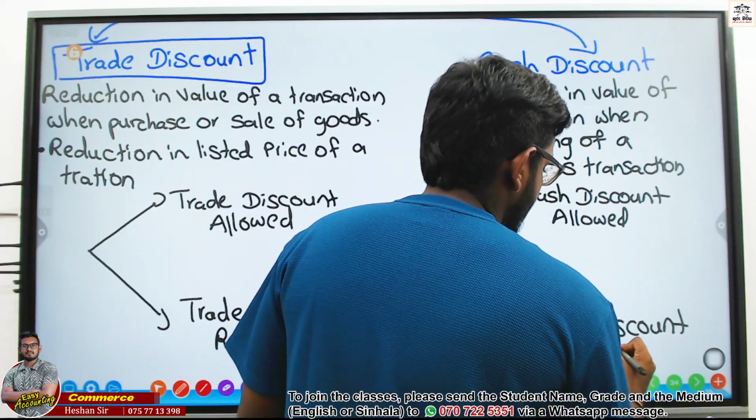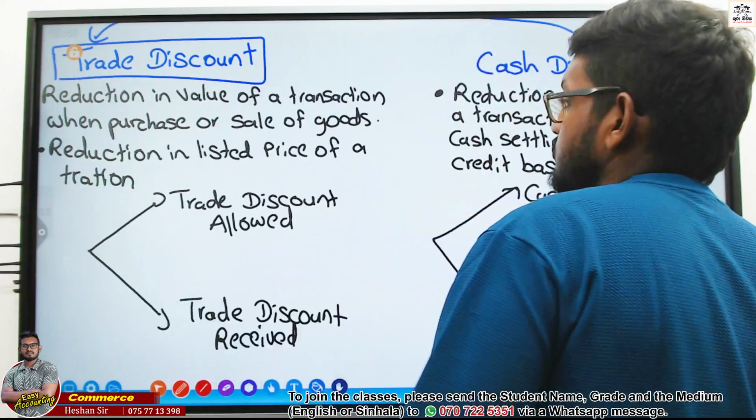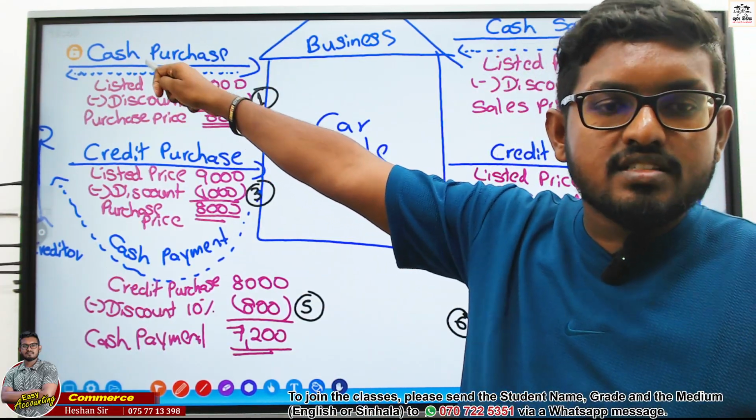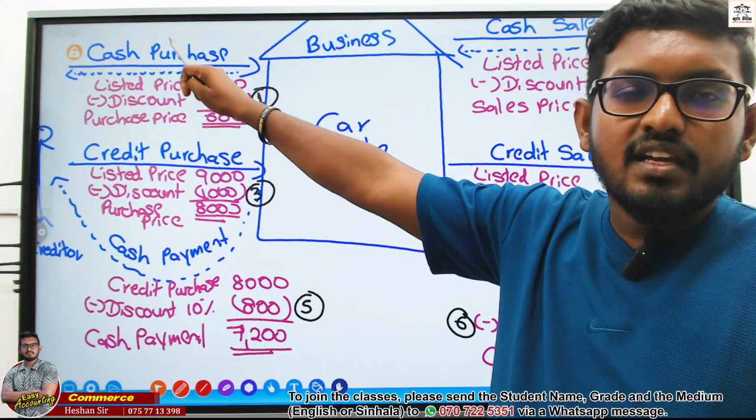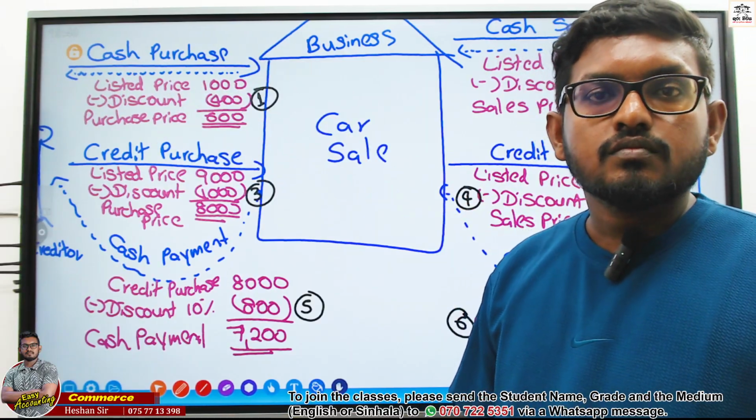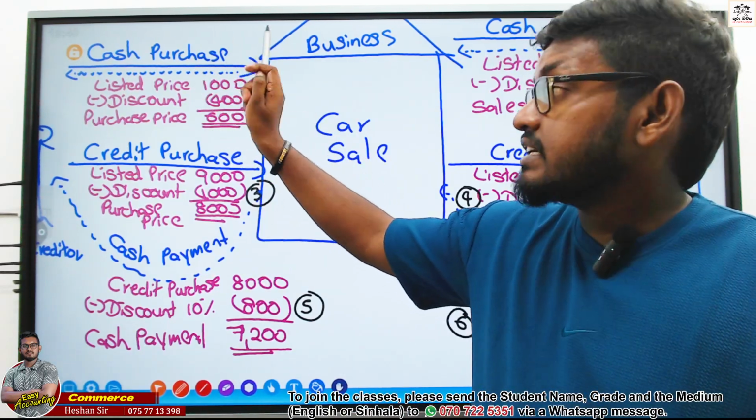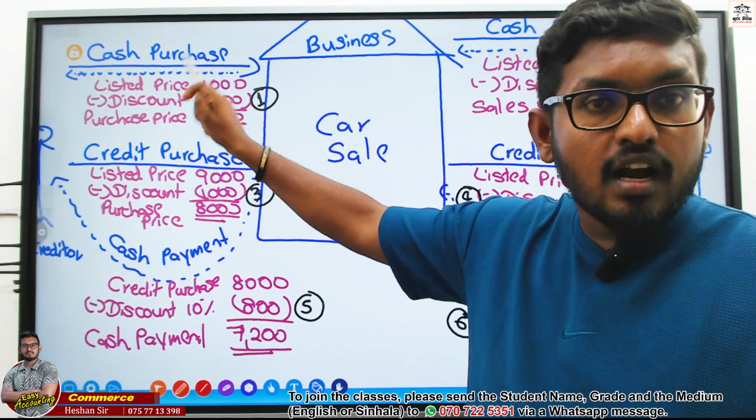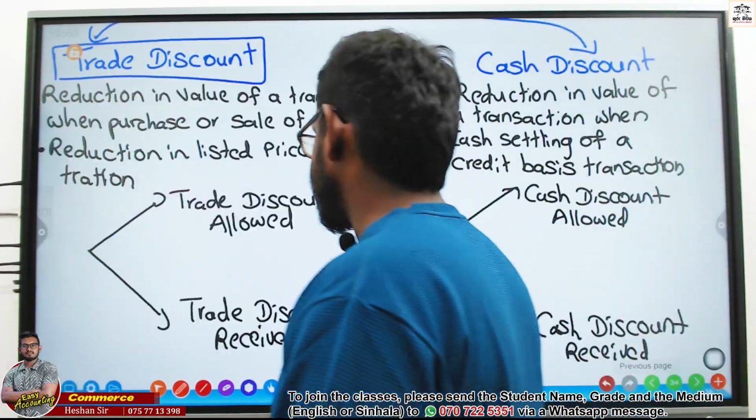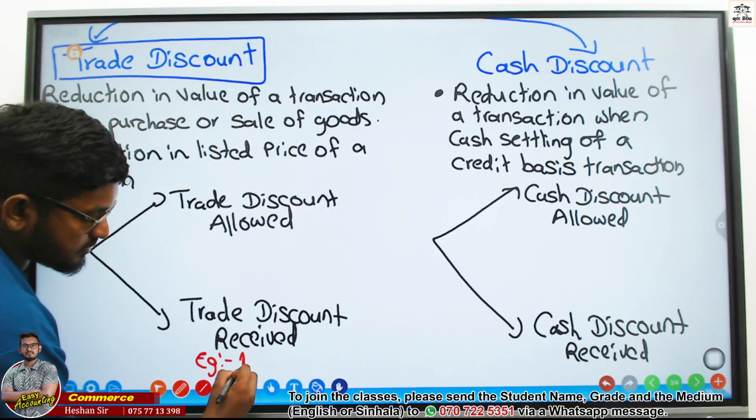Can anyone tell me the examples in here? Now I'm going to ask you a question. Okay. First one, trade discount or cash discount? It is a trade discount. Trade discount received or allowed? Received. Sorry, we received it, the amount was reduced and we received it. First one is trade discount received. Number one.